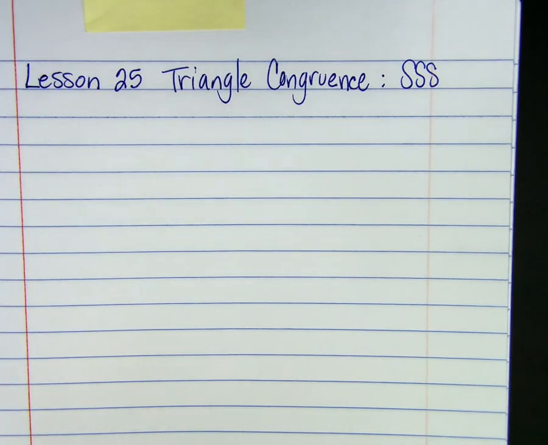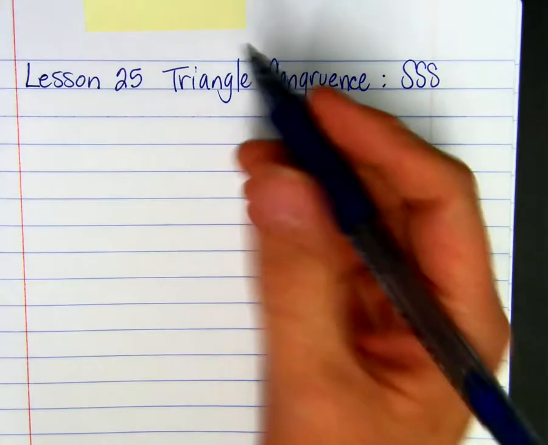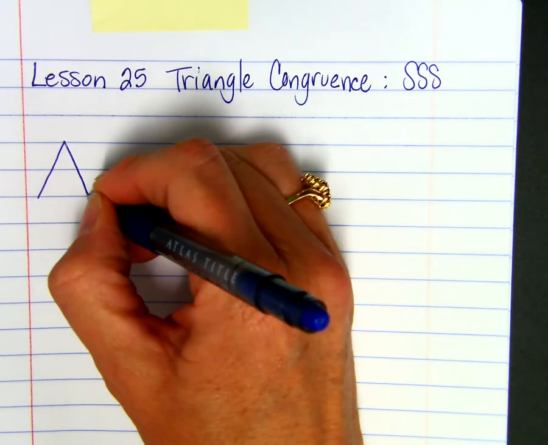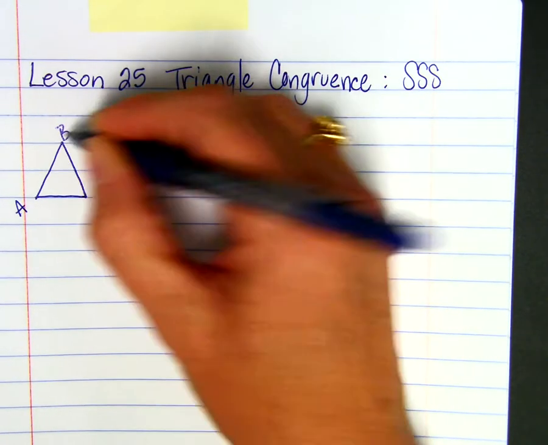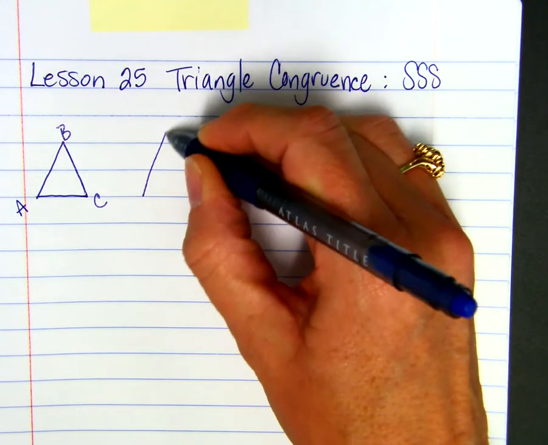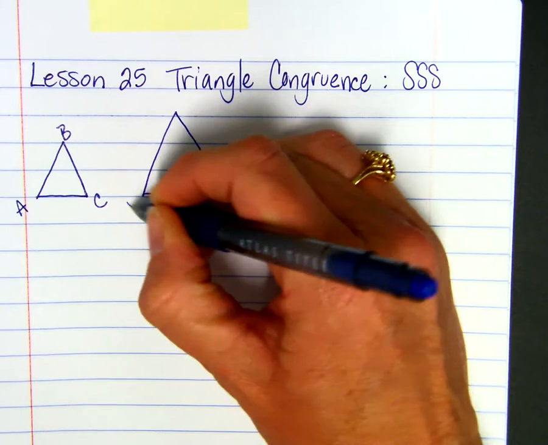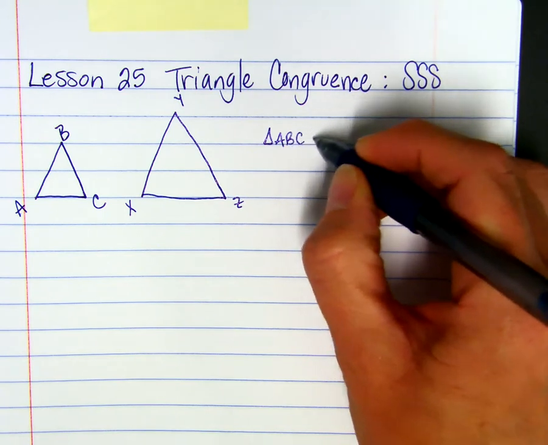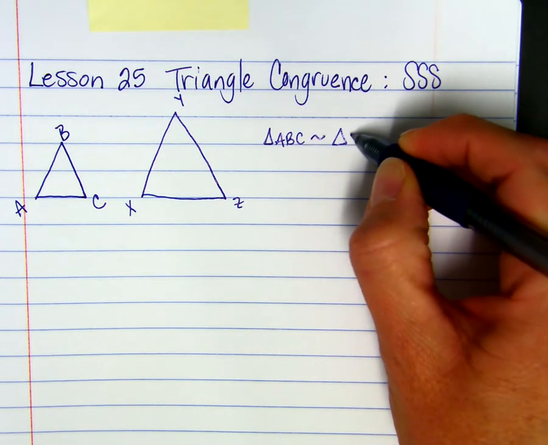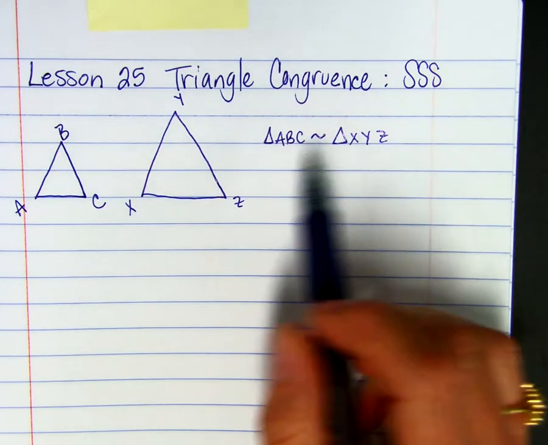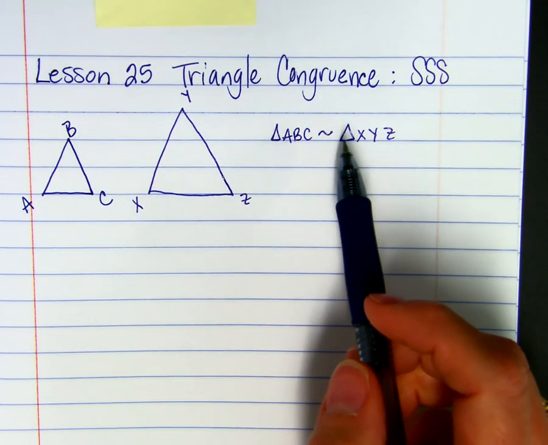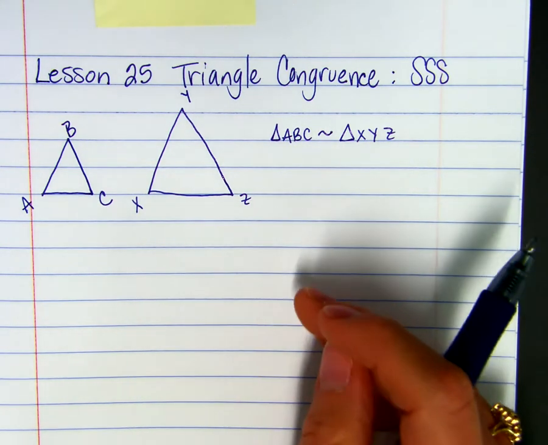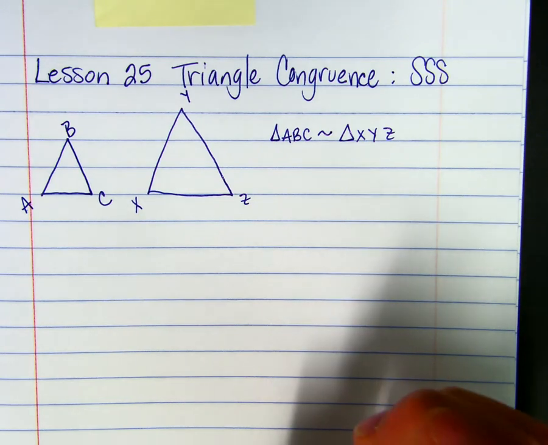Okay. So we'll go over corresponding real quick first. If we have triangle ABC and triangle XYZ, and we're told that triangle ABC is similar to triangle XYZ, then the angles will be congruent, but the sides won't necessarily be congruent. They will be proportional.